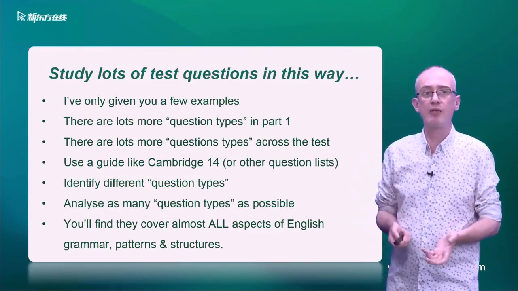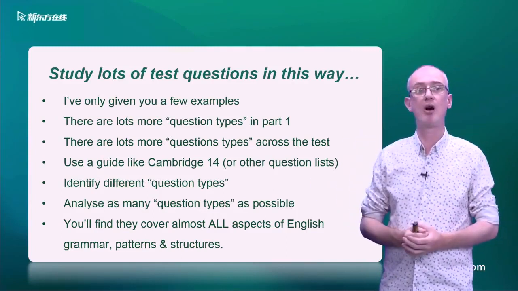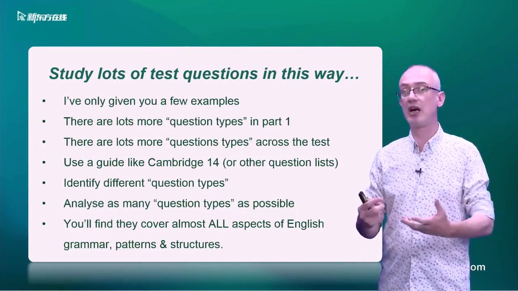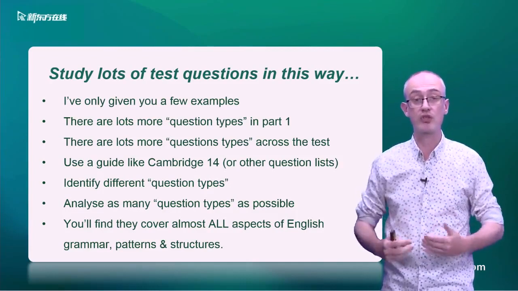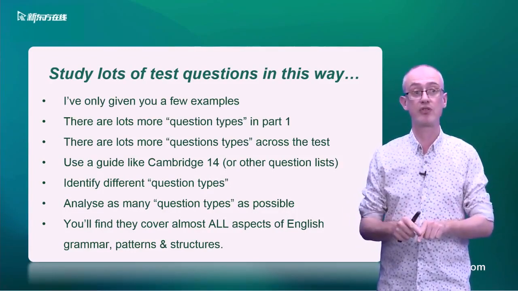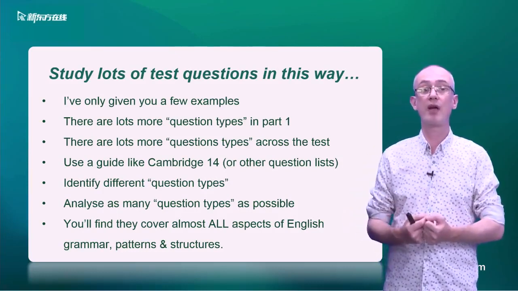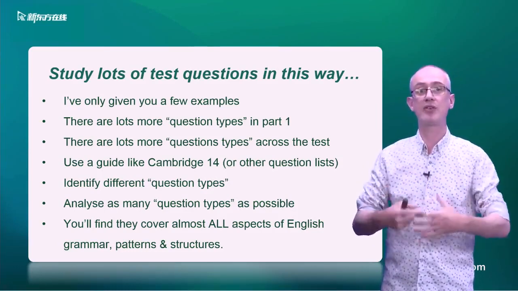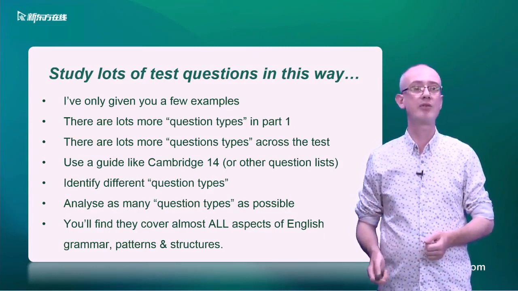I've only given you a few examples. There are lots more question types in part 1. There are lots more question types across the test. Use a guide like Cambridge 14 or other question lists to find more questions and pick out question types. Identify the different question types. Analyze as many question types as possible. You'll find they cover almost all aspects of English grammar, patterns and structures. Practice with loads of examples.